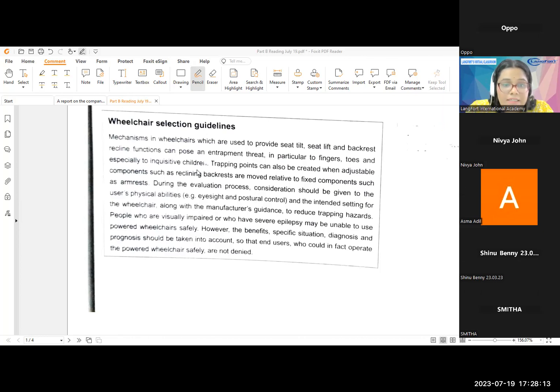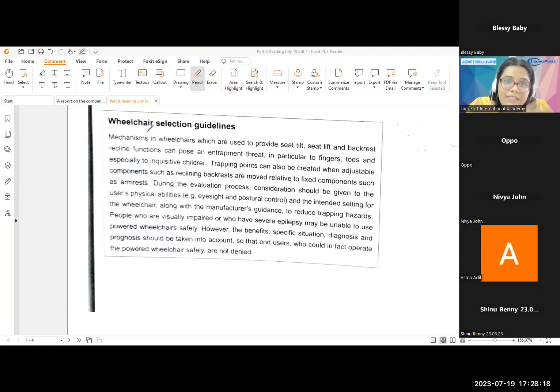Okay, so all of you take a second. According to the guidelines, the wheelchairs have mechanisms that tilt the seat. Tilt means to push the seat to one side. So to tilt the seat or to lift the seat or to recline, to push the backrest, all these mechanisms are there. These mechanisms in wheelchairs can be an entrapment threat. They can have a feature of trapping a person's finger, toes, or anything like that. And it is also a threat to inquisitive children. Inquisitive means curious children.